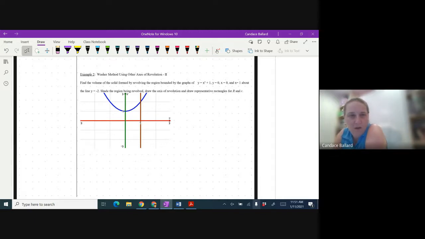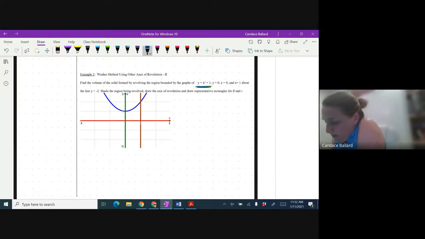Okay. So we've got to find the volume of the solid formed by revolving the region bounded by the graphs of y equals x squared plus 1. I really should have done that in blue, right? Because they already gave it to us. It's a parabola shifted up 1.